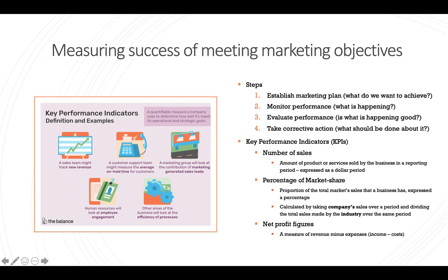By doing that, it should increase the likelihood that we are actually achieving our business objectives, specifically the marketing objectives, which is going to result in an increase in number of sales, an increased percentage of market share, and net profit. You can see what they are on this slide. The number of sales is pretty explanatory: the amount of product or services sold by the business within a certain period of time. All of these are going to help determine whether or not the marketing plan is being efficient and effective.